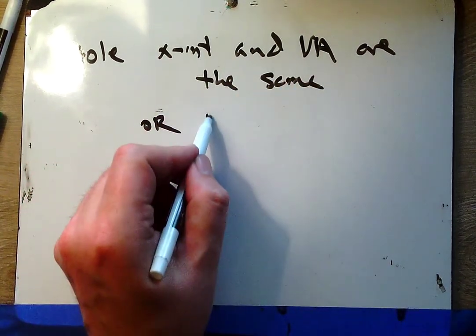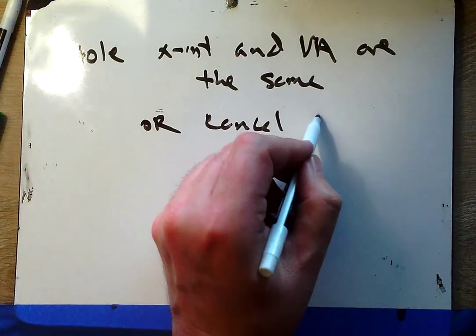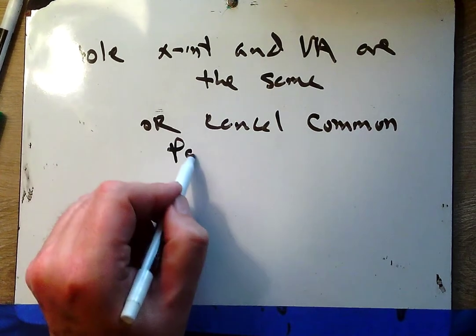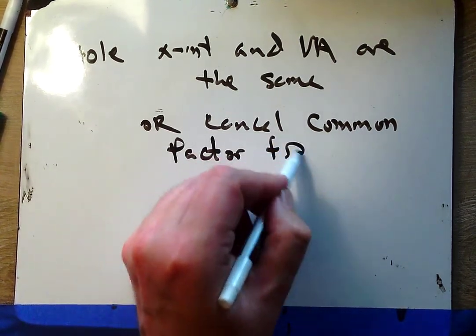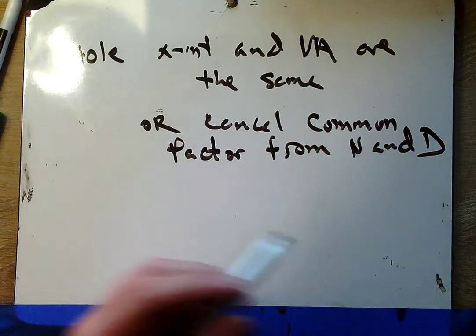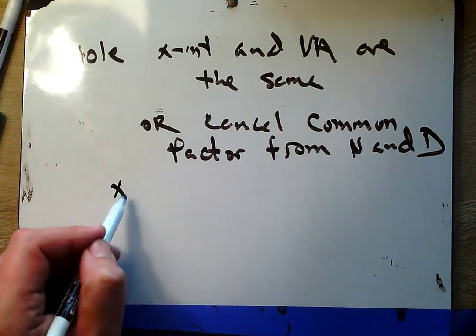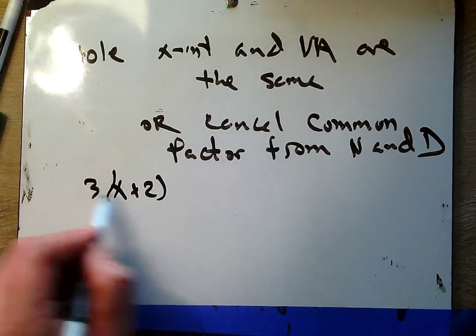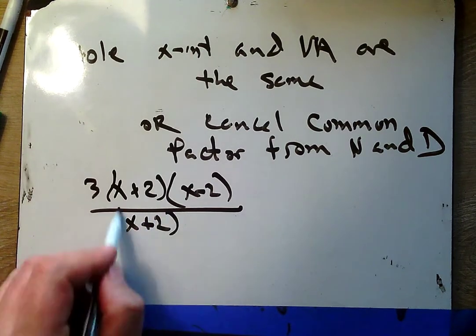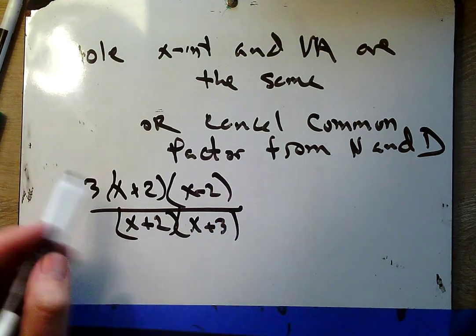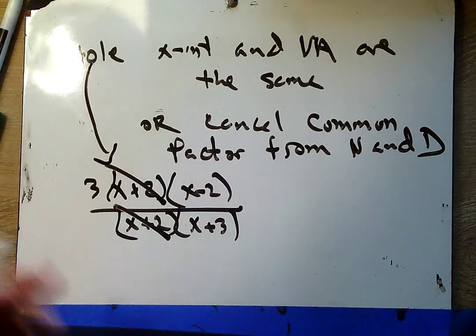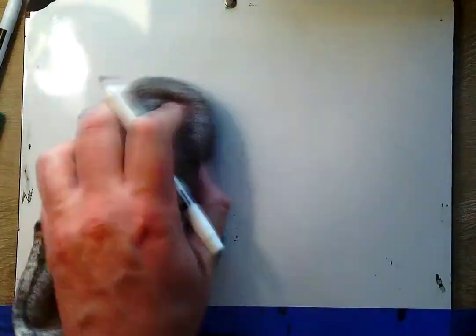Or you cancel a common factor from numerator and denominator. And in that last problem, we were looking at x plus 2, x minus 2, x plus 2, x plus 3. And we canceled. That signals a hole. Okay? Are you ready? I think you should try.